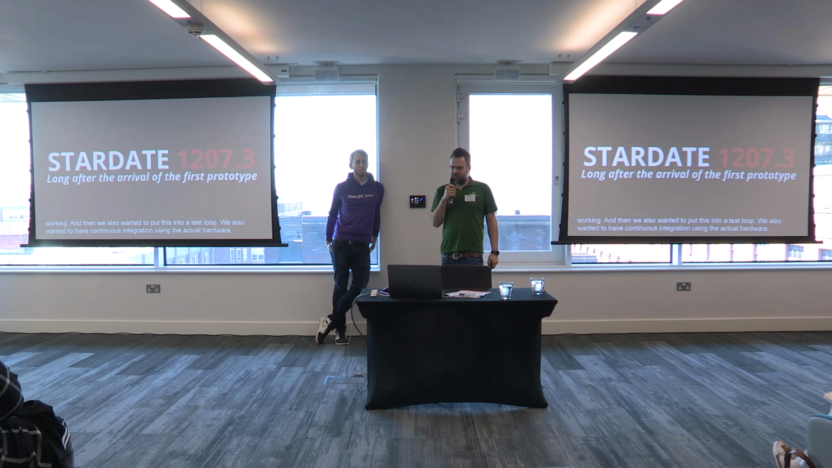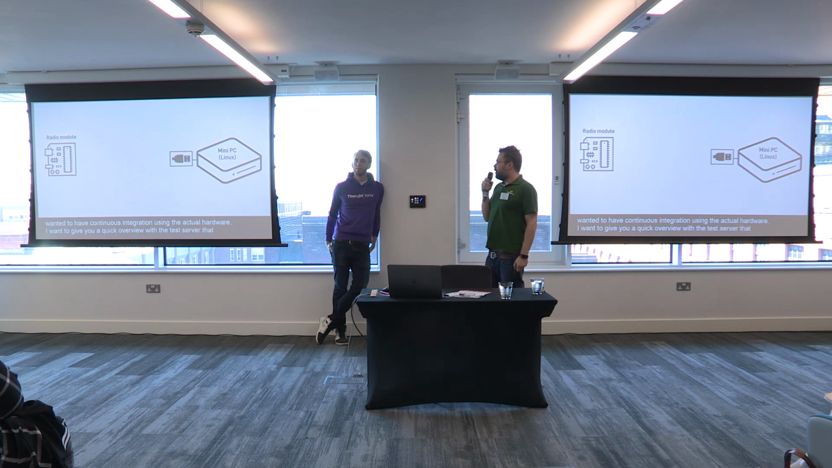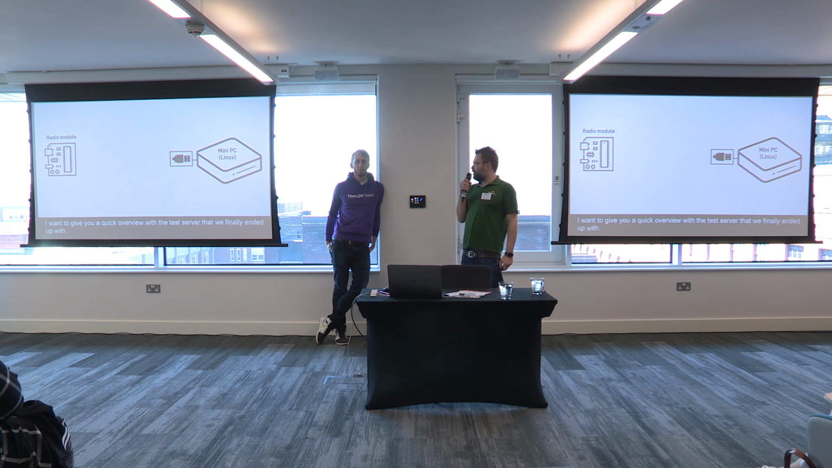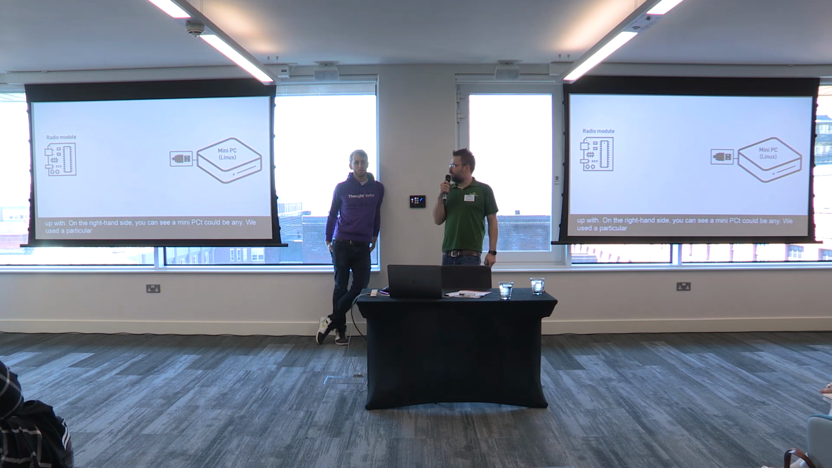So now I want to give you a quick overview of the test setup that we finally ended up with. On the right-hand side, you can see a mini PC, which could be any. We ended up using Intel NUCs because we needed a little bit more power than, for example, a Raspberry Pi would provide. On the left-hand side, we have our radio module.